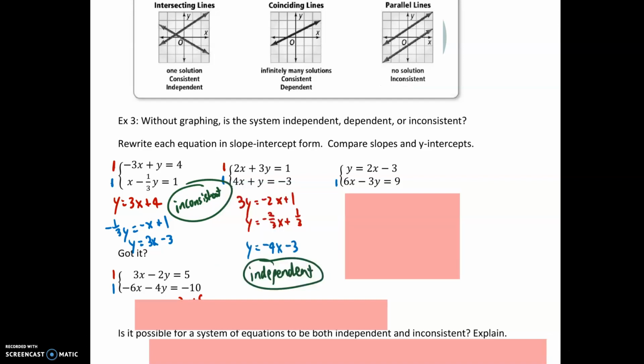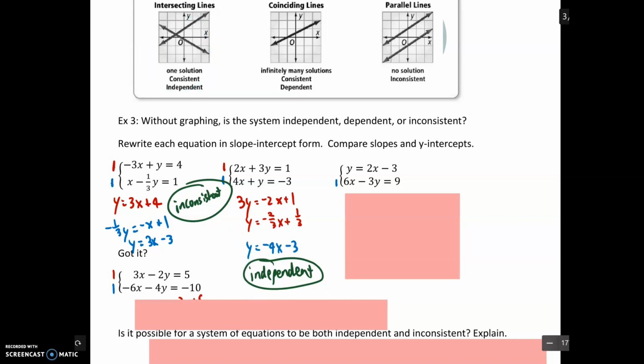In our second example, if I graph both lines, it looks like the first one has a slope of negative 2/3, intercept of 1/3. Second one has a slope of negative 4. So as soon as they have different slopes, I know they're just going to intersect at one point. So that would be one point of intersection. That's going to be an independent solution.